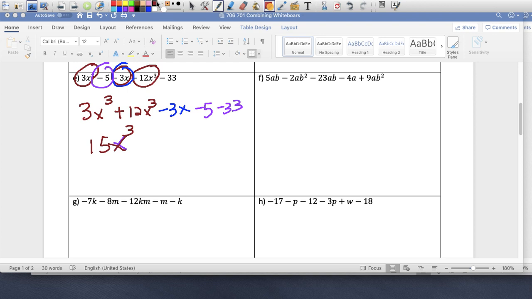Actually, let's do the blue. Blue is just this guy, so minus 3x, right? There's no other x. Remember, this x and this x are completely different. And the purple, I have negative 5 minus 33. And that's going to be negative 5 plus negative 33. They're both friends, and it gives me negative 38. So this is my final answer.